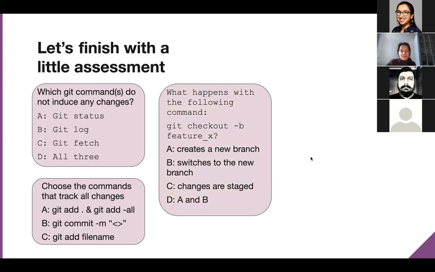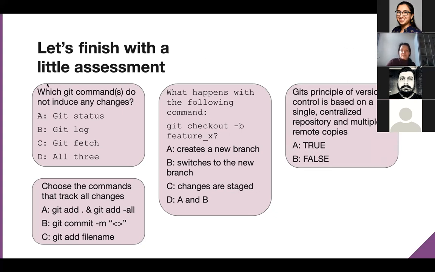What happens with the following command? git checkout minus b feature X. A, it creates a new branch. B, it switches to the new branch. C, changes in your working directory are staged. D, options A and B. One, two, three, four, five, six, seven, eight, nine, ten. Yes, and it's D. This is the combination of git branch feature X and then git checkout feature X. It's quite handy.